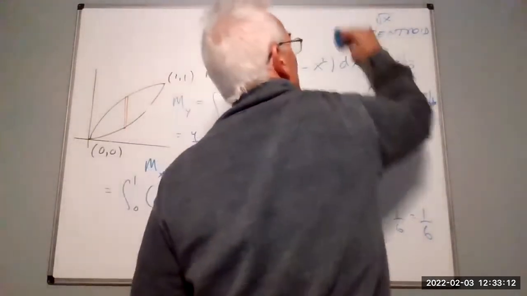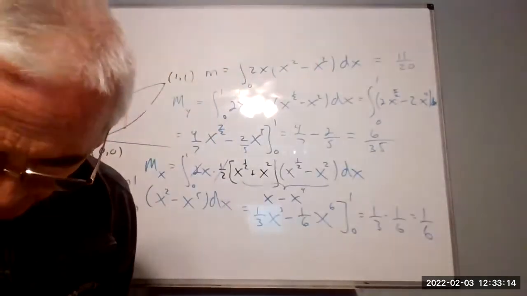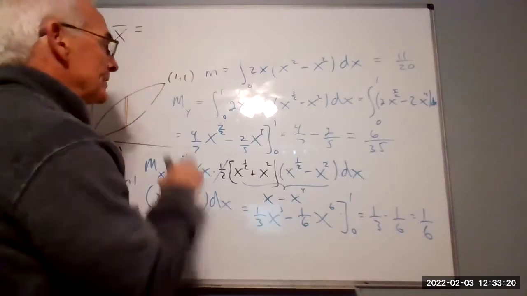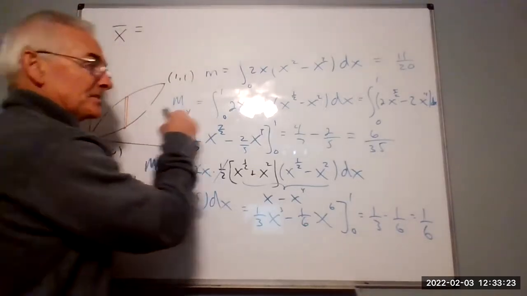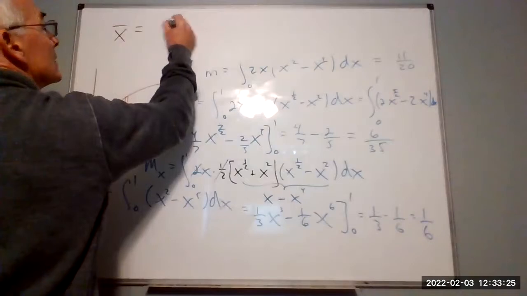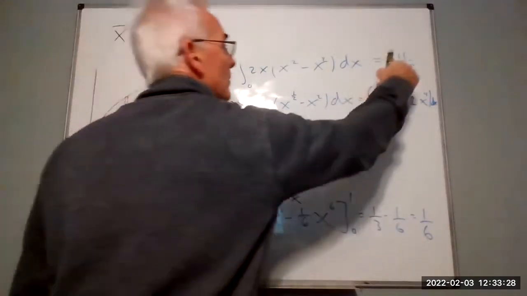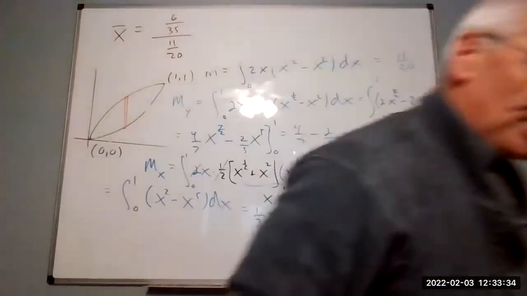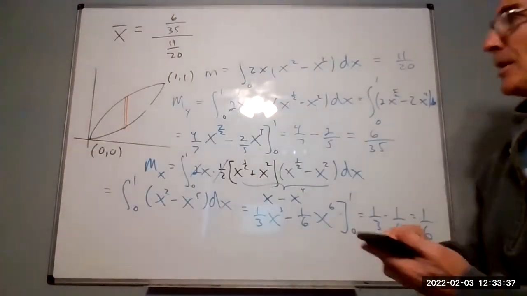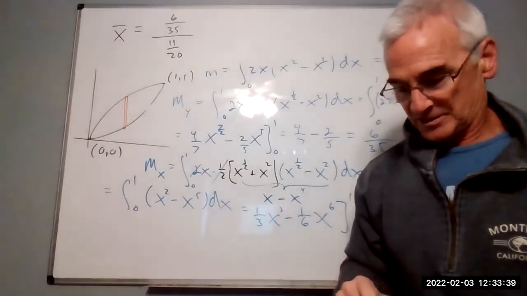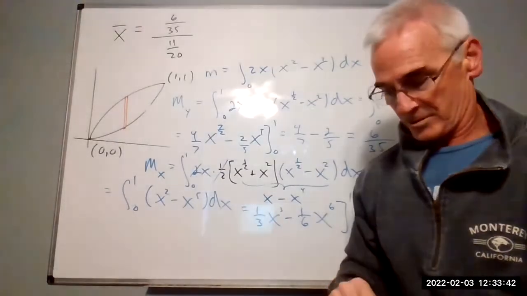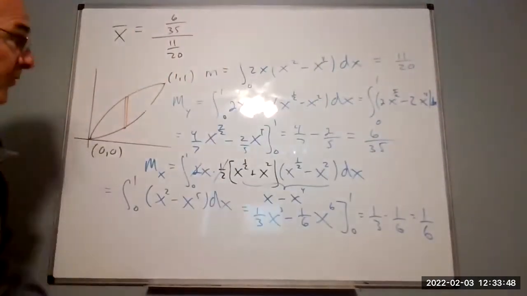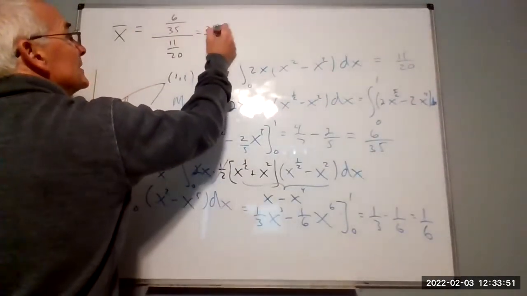Remember, the lecture is recorded, so you can always go back and look at stuff. So x bar. X bar is the moment to the y-axis, because that involves the x distance, that number, over the mass. Okay, now all you need is a cheap calculator with a fraction key. Now, I can do this in my head. I'd rather just use my cheap calculator. All right, so 6/35 over 11/20, and I come up with 24 over 77.